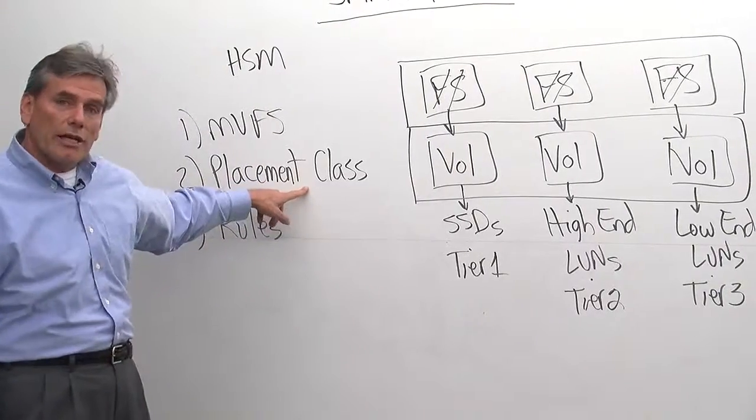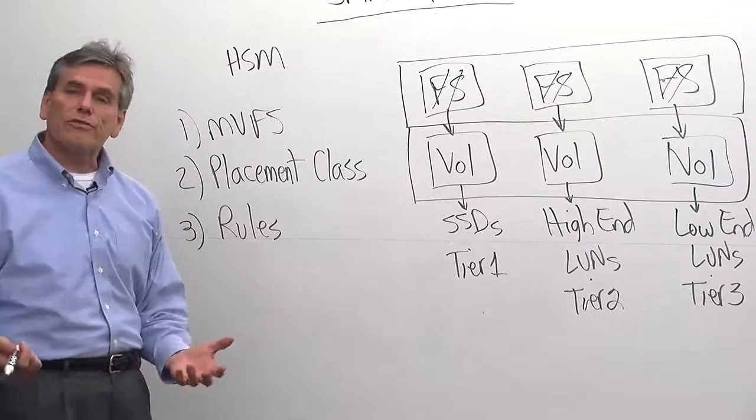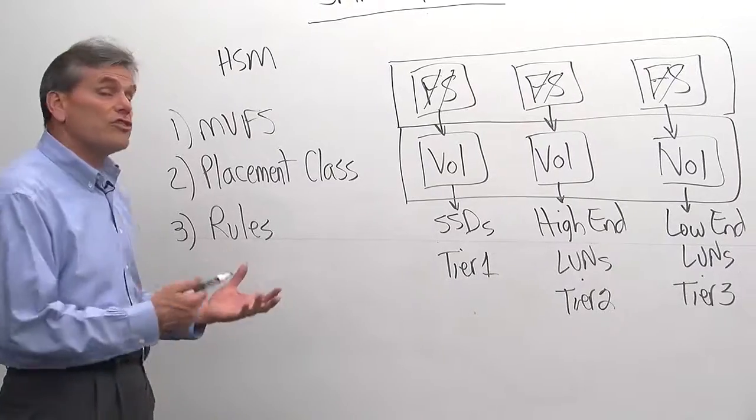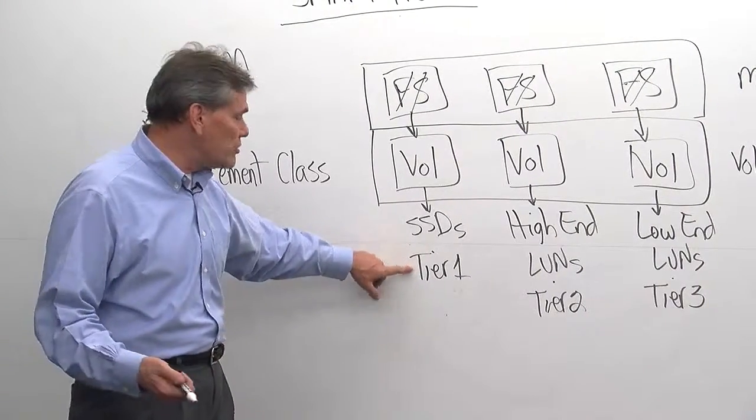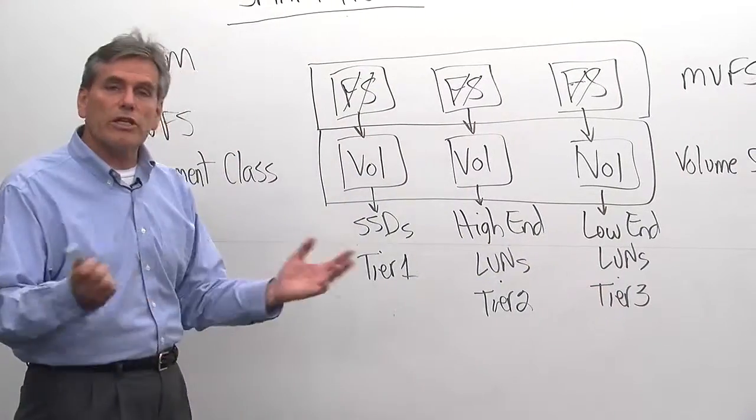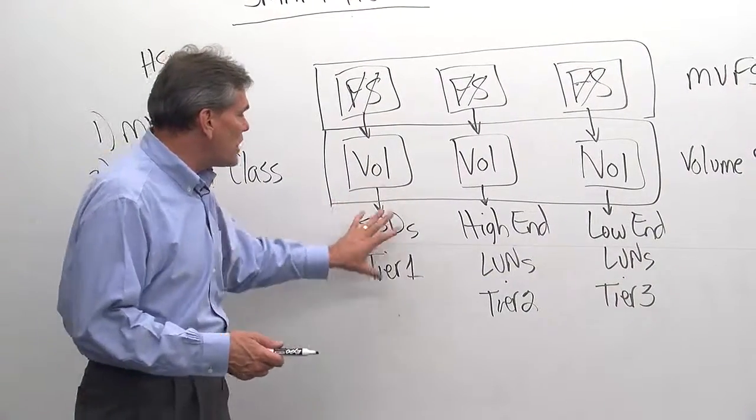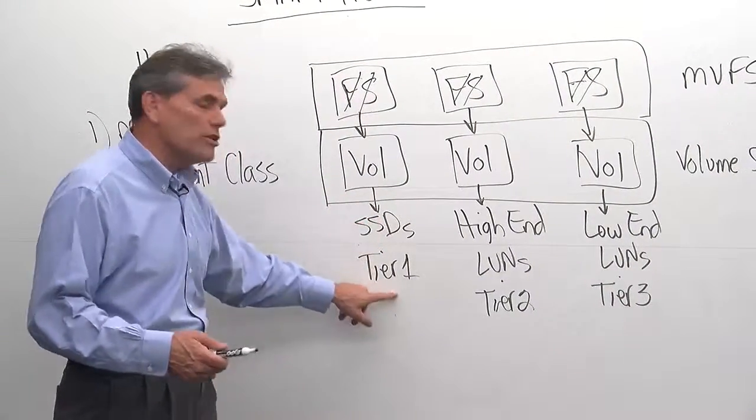Now our placement class. Like I said, it's sometimes referred to as a storage tier, and really it's just tag names. The tag names tend to be something like this: tier 1, tier 2, tier 3. It's really up to them. But basically, we're classifying this set of LUNs being this class.